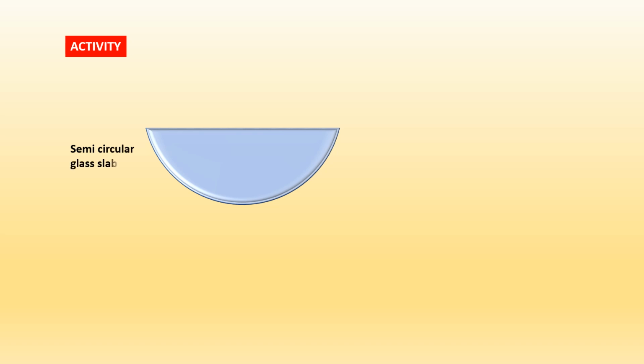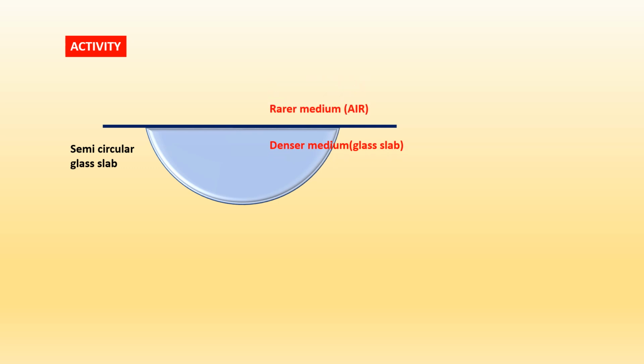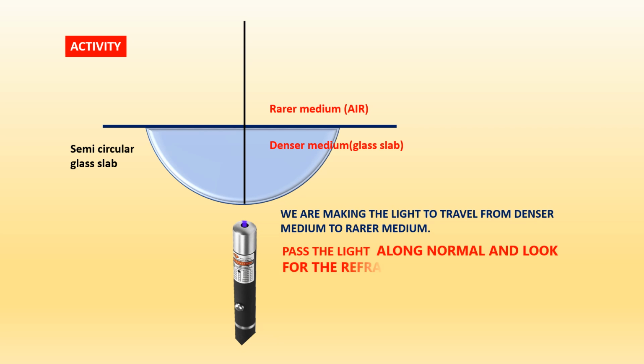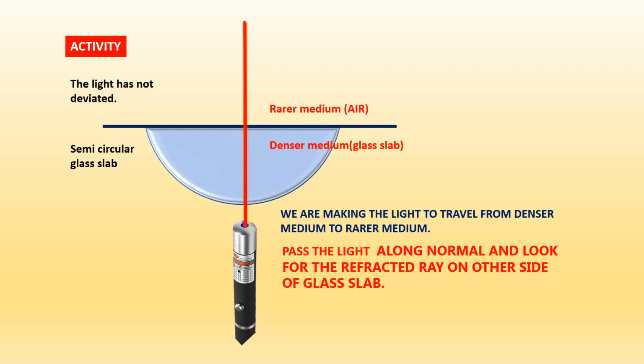Let us do one activity. Take a semi-circular glass slab. Draw a boundary line which separates denser medium, that is glass slab, and rarer medium, that is air. Draw one normal to the surface. Take one laser torch. Now we are making the light travel from denser medium to rarer medium. Pass the light along the normal and look for the refracted ray on the other side of the glass slab. We see that the light has not deviated.